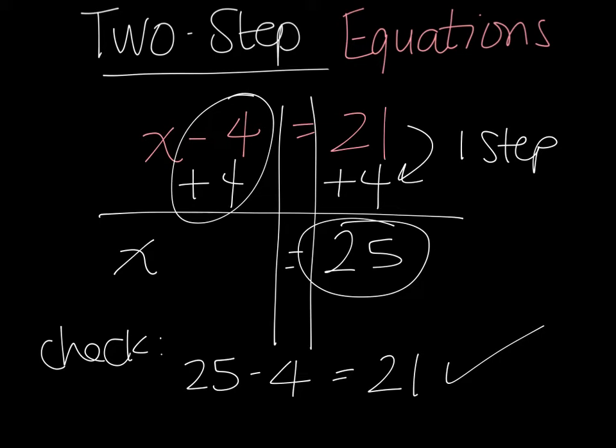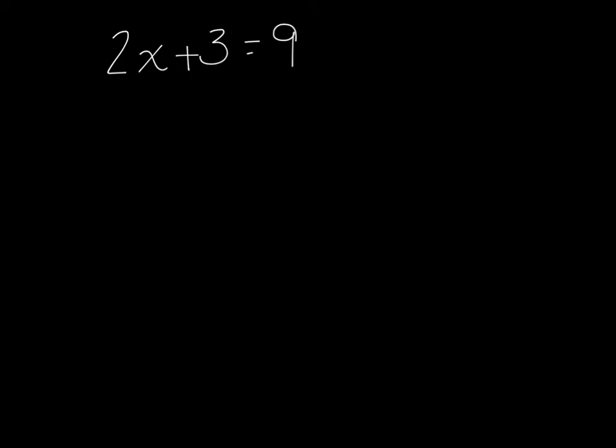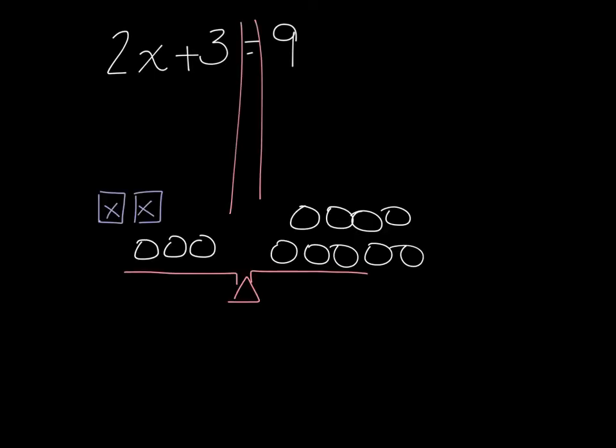Now, we're gonna level it up. I'm saying one step is too easy for everyone, so we're going to level it up to two-step equations. Here's my two-step equation. I'm going to draw a visual for visual learners, and I'm also going to give an analogy for people that like analogies, like myself, okay? Let me draw a visual of this.